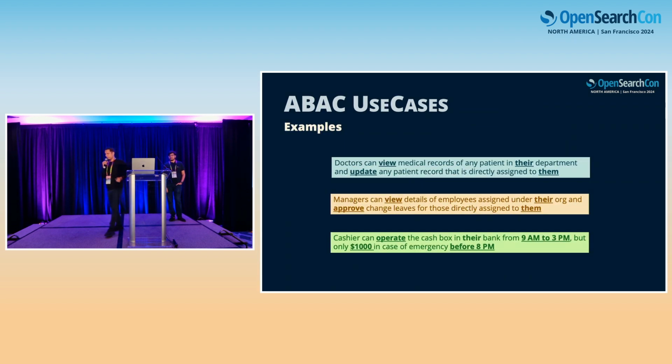Now let's see some of the complex use cases which can be achieved through ABAC. The first one is a medical use case. For example, I being a patient, only my doctor should be able to view my records. Or in other words, doctors can view medical records of any patient in their department or the patients directly assigned to them. This complex use case can be achieved through ABAC, but may not be achievable through RBAC. The next one is a normal enterprise use case: a manager should be able to see only the details of the employees under them, or maybe approve a leave.